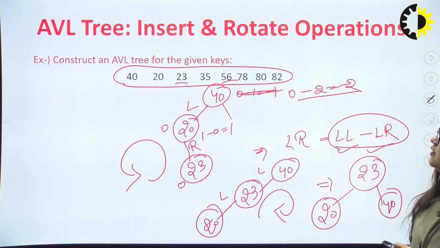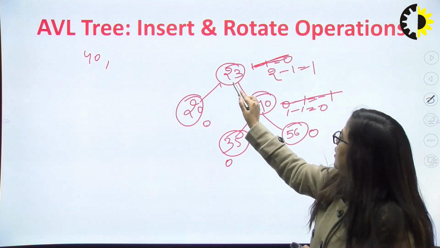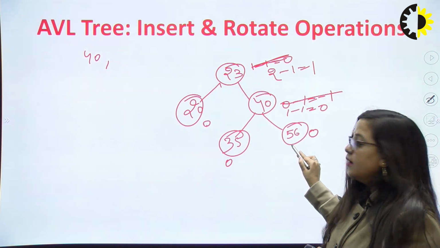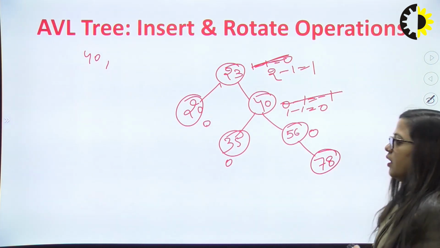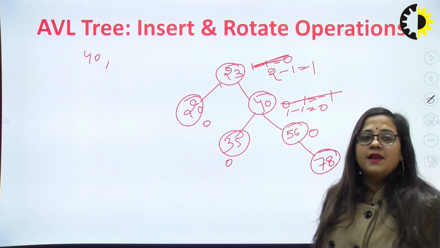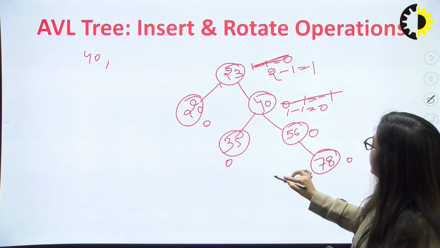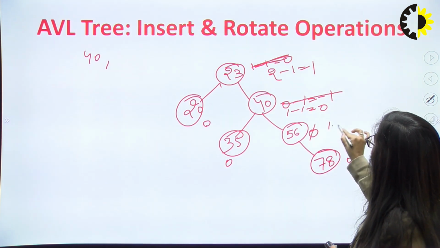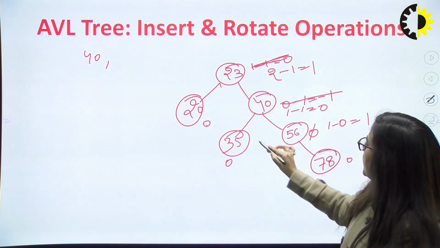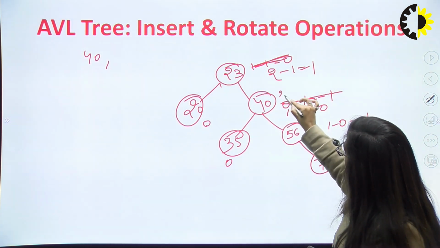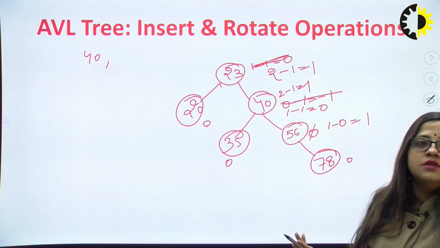The next number is 78. Move to this 78 again, and now move to 78 here. Now check the balance. Is it balanced or not? It is 0. No need to change. It is 1 minus 0, again 1. No need to change. But 1, 2: 2 minus 1, no need to change here again.